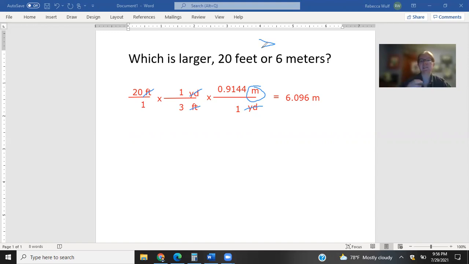I also could have converted the 6 meters into feet. I still would have gotten the same results when I go to compare them. All right, so keep practicing and you'll get really fast at these.